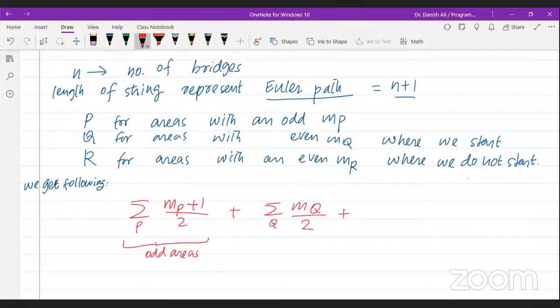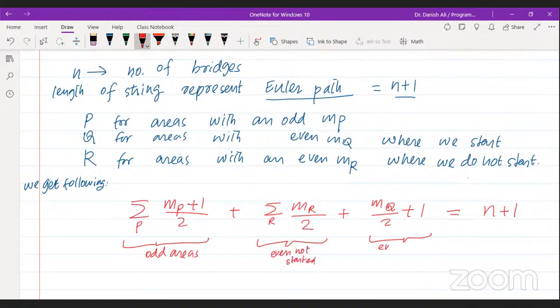And the last one is MQ by 2, oh sorry, this is an R. We denote it by R. MQ by 2 plus 1. This should be equal to, what should this number be equal to? In order to have the Euler path, this number should be equal to n plus 1. These are even not started, even started. We will have only one, right, where we start from, only one, so there is no summation here; you will have only one such area from where you start. So the number of times that letter Q represents will be MQ by 2 plus 1. So add all these letters; the number of letters should be equal to n plus 1.